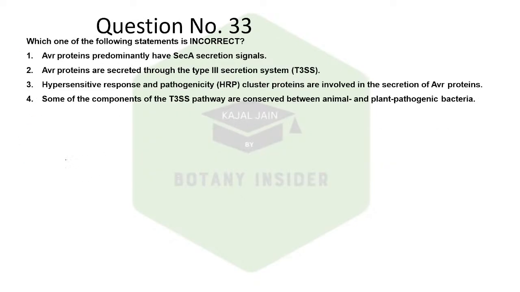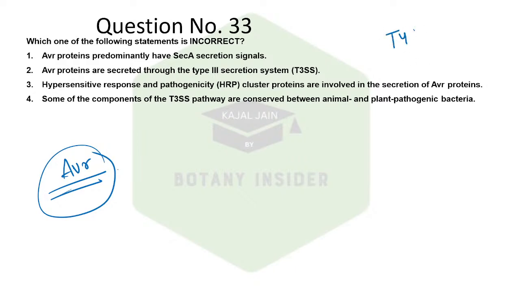The question is related to your AVR proteins. Now, over here, you have to be very cautious about the T4SS and T3SS. The type 4 secretory system is found when we study about Agrobacterium mediated gene transformation. So over here, they are talking about type 3 secretory system. Okay, don't get confused. Give it a try to the question, everyone.